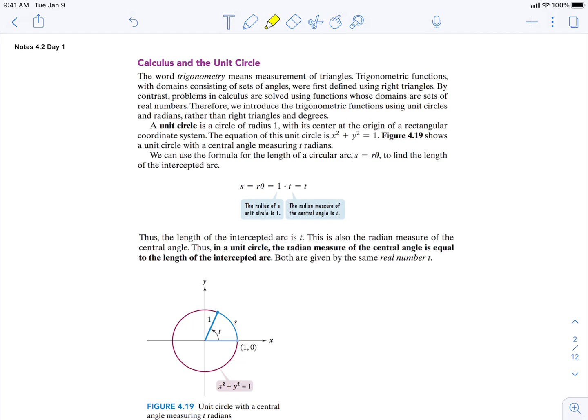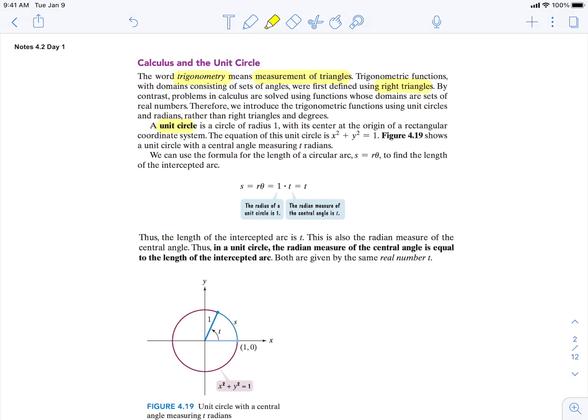So trigonometry means the measurement of triangles. Trigonometric functions with domains consisting of sets of angles were first defined by using right triangles. We worked with right triangles in geometry and in Algebra 2. And we're going to introduce today the unit circle.